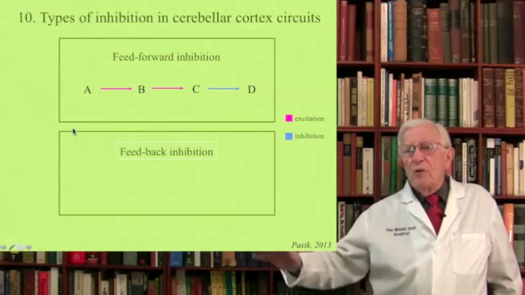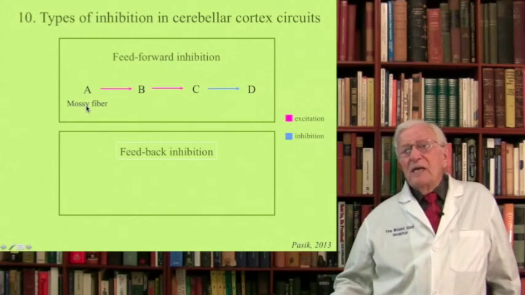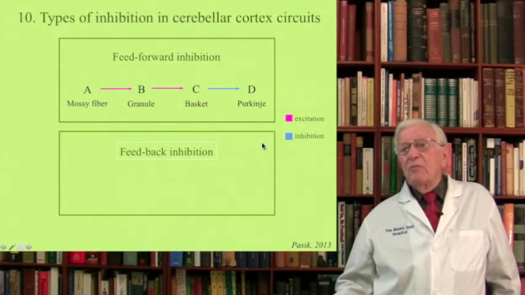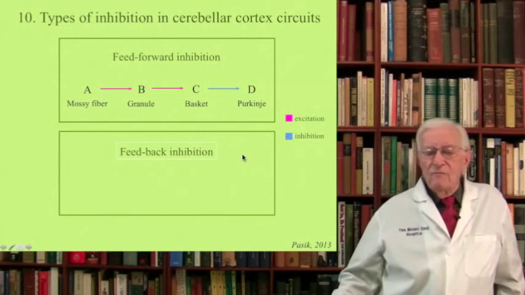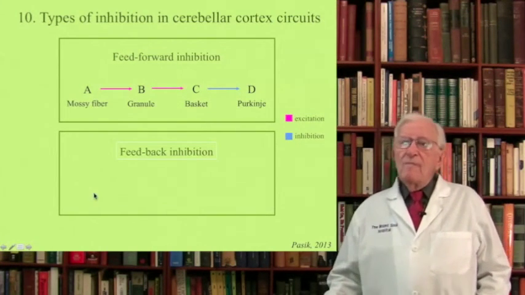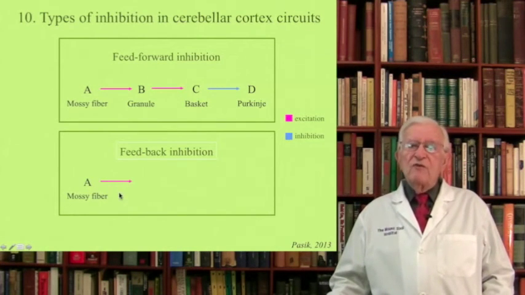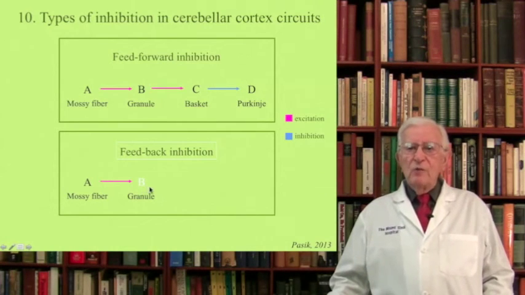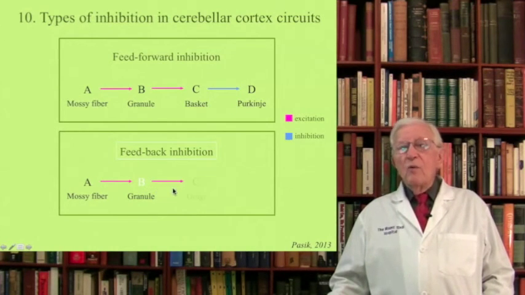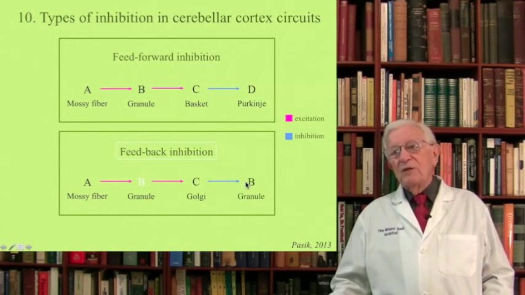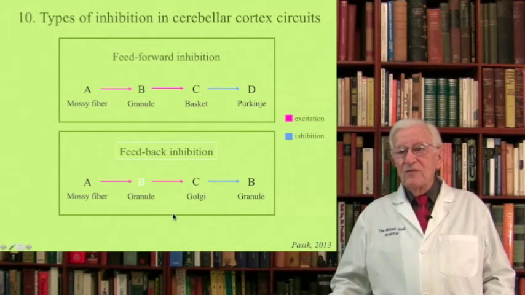This is feed-forward, right? And in examples, A can be a mossy fiber that excites a granule cell, which in turn excites a basket cell, which in turn inhibits the Purkinje cell. That's a feed-forward inhibition circuit. But you have the feedback inhibition, which apparently is very important, in which, let's say, a mossy fiber will excite a granule, and the granule will excite a Golgi cell, and the Golgi cell will inhibit the granule. Right? So that's a feedback here.